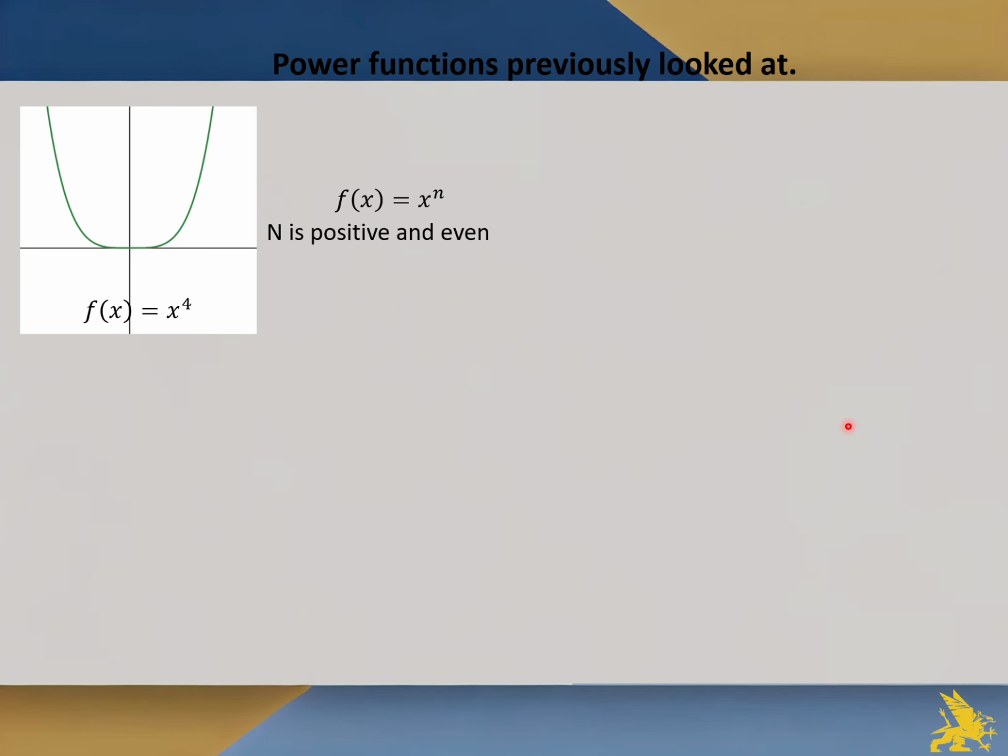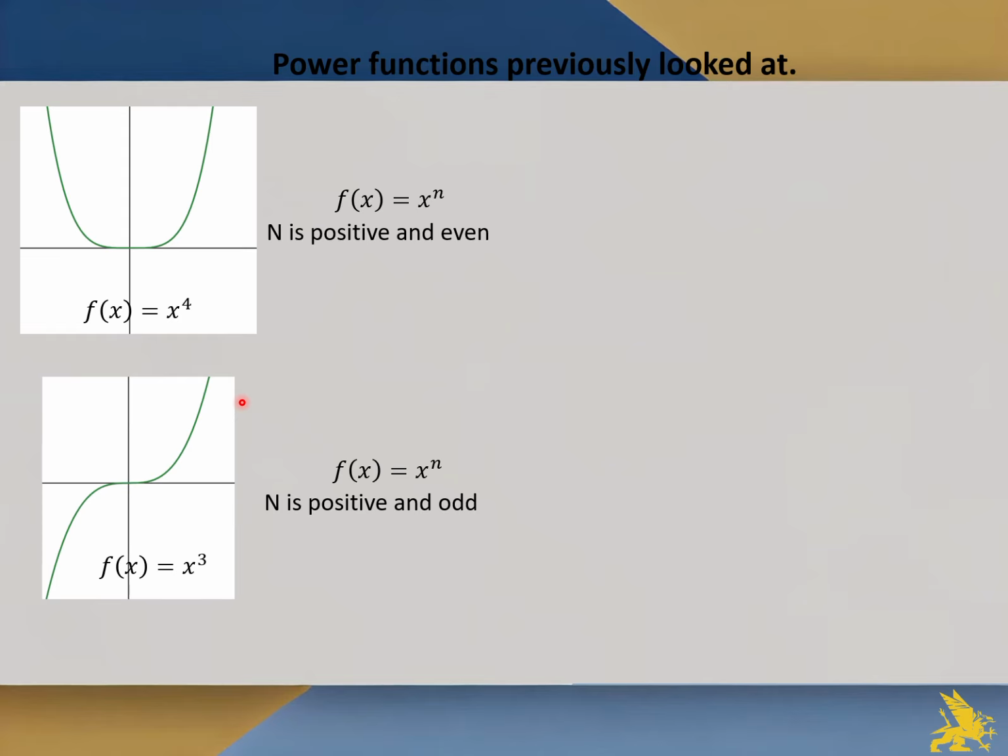So we have looked at f of x is equal to x to the power of n when n is positive and even. And it's always going to look like this. So with x to the power of 4, it's a bit flatter compared to a parabola, but it's still the same shape. The next graph that we've looked at is when our n is negative, and we have an inflection. So again, we've already dealt with these two.